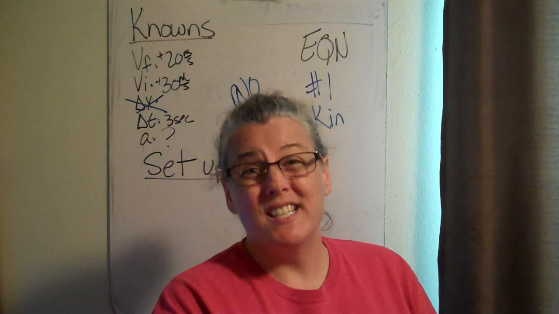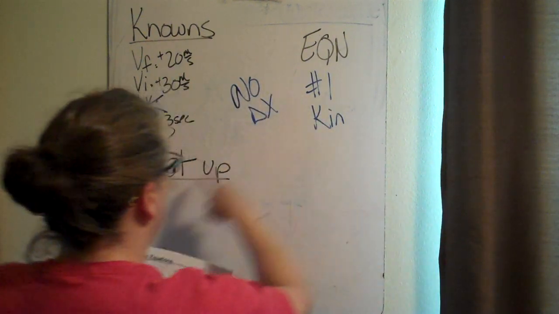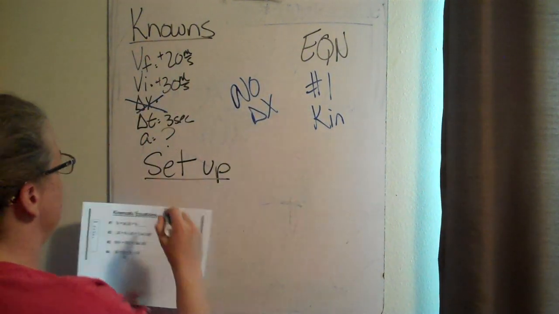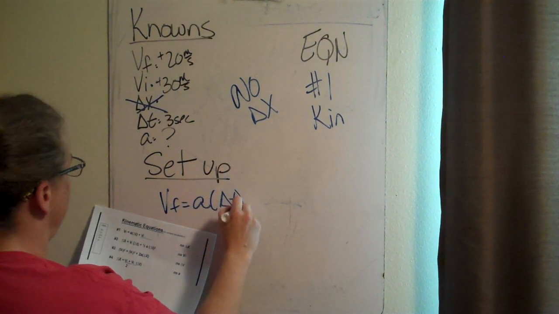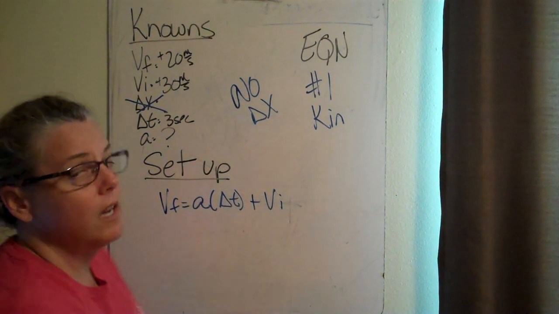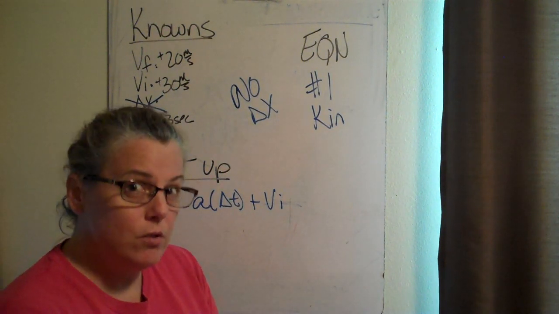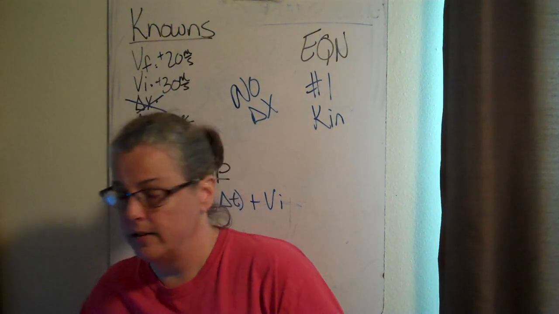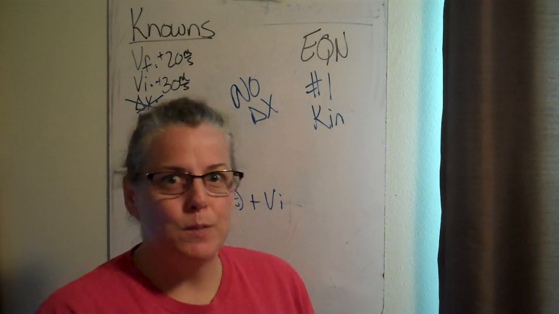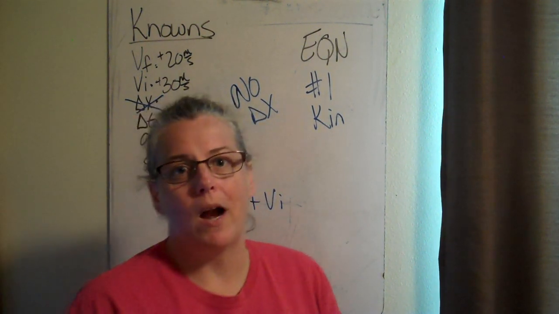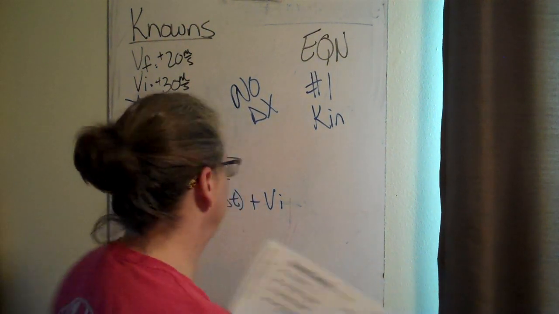And so now I can set it up. I'm going to write out my equation for kinematic number 1: V of F is equal to A delta T plus V of I. Then you're going to substitute all of your information in preparation to solve it. Now I'm not asking you to solve these particular ones. I just want us to practice choosing the right equation.